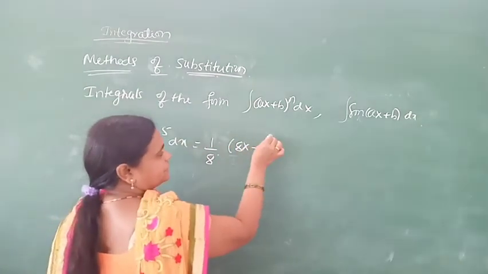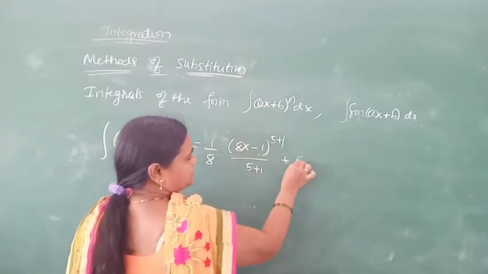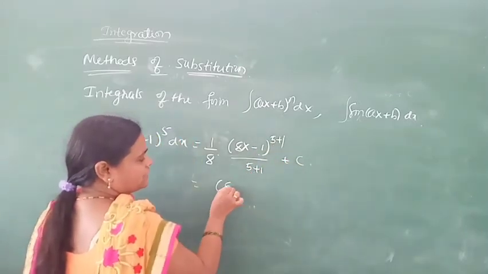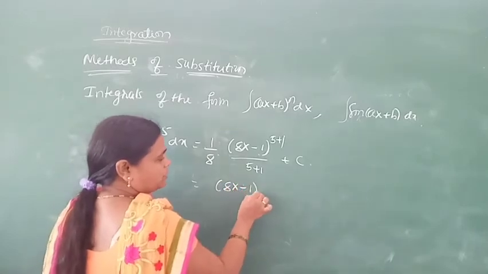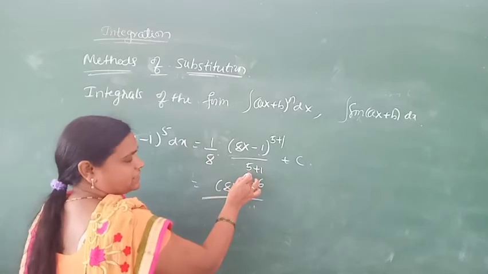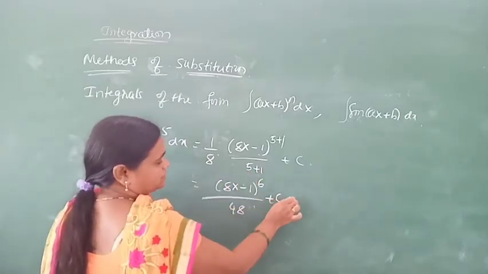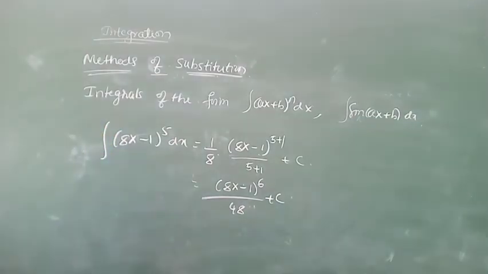T to the power 5 integration is what? 5 plus 1. Or else we can write 8x minus 1 to the power 6, because 5 plus 1 is 6. Right? 6 into 8, 48. Plus c. You can do it like this. Okay, another example I will take.